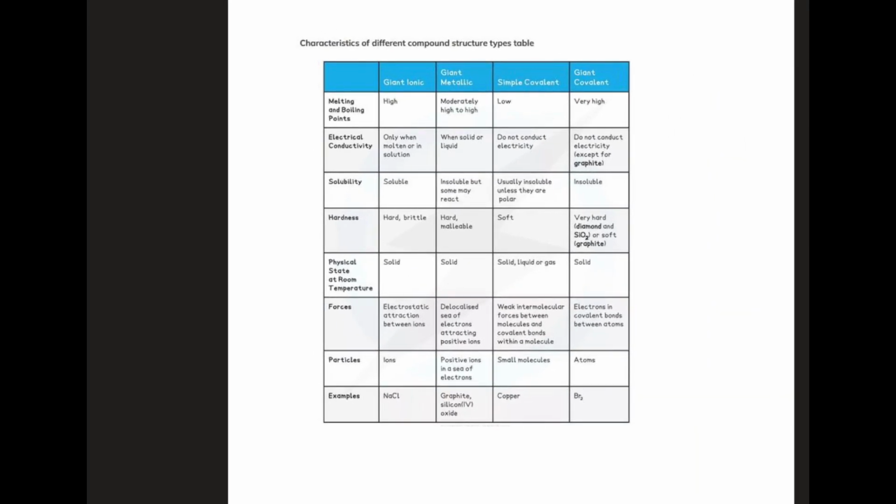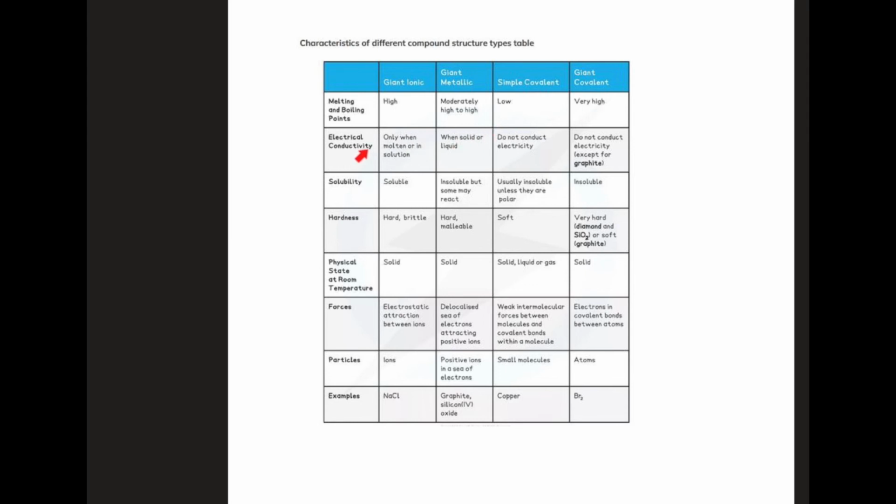So this is the summary of all the characteristics. Let's take a look. Melting and boiling points. Giant ionic is high because of ionic bonds. Giant metallic is moderately high to high because of the metallic bond. Simple covalent is low because of weak van der Waals forces. Giant covalent is very high because of covalent bonds.